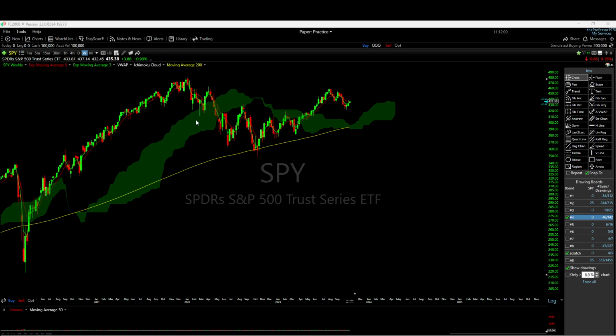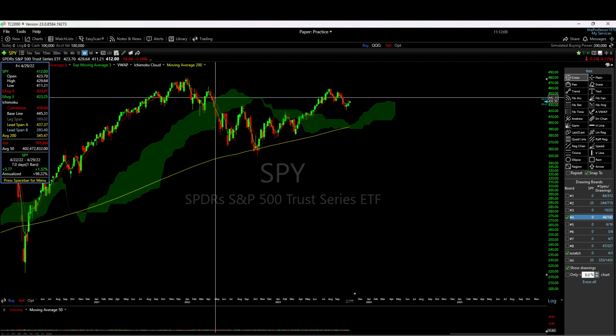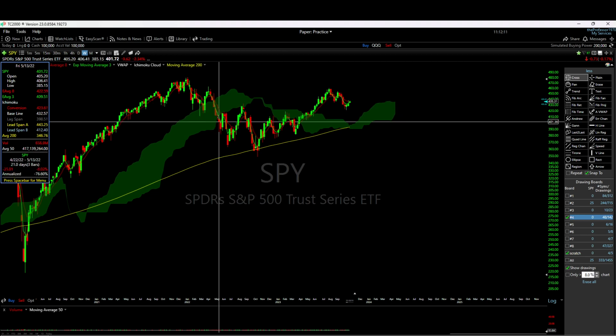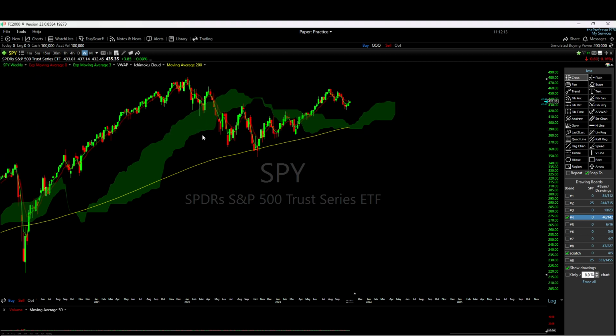First and foremost, I actually came across this method, or whatever you want to call it, these lines, back in March of 2022, when the market was trading right around this level here. I was watching the cloud. We were busting through, and I started drawing lines based upon these little crevices I see in the cloud, and it actually worked really well.